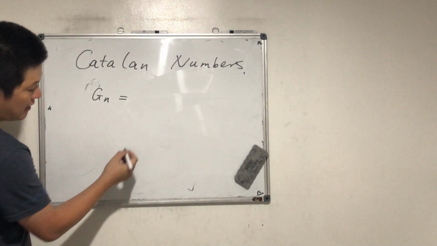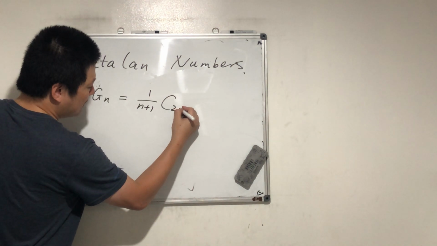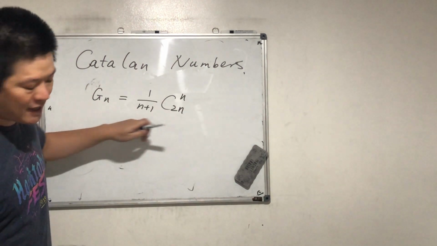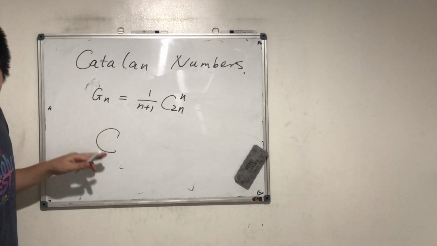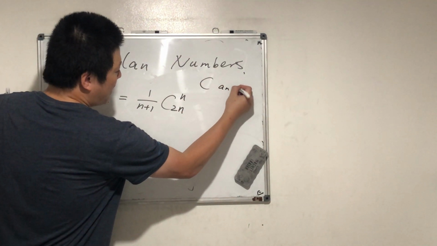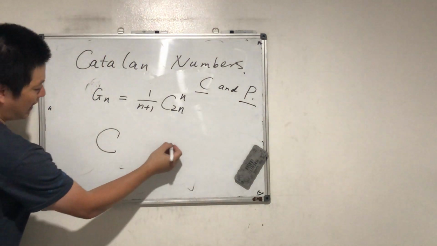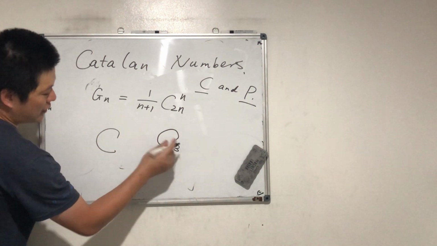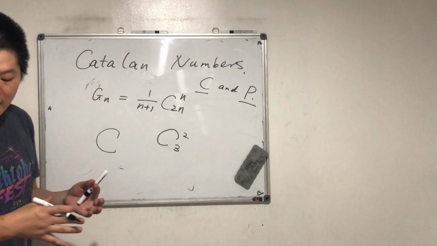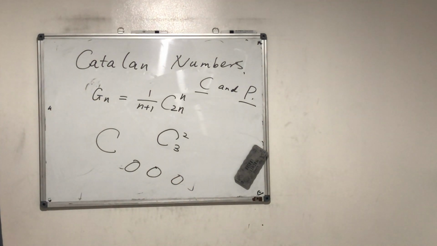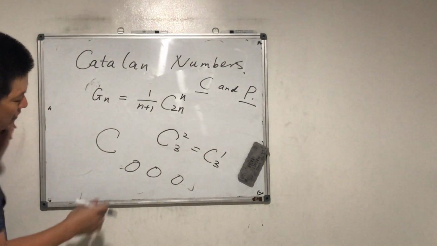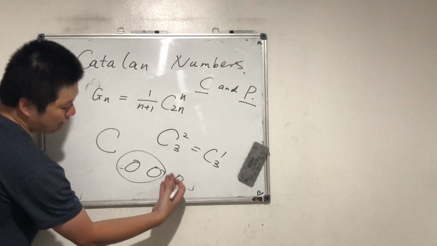G_n equals 1 over n plus 1 times C(2n, n). What's this C function? Remember, we talked about C and P, combination and permutation. If there are 3 apples and I want to pick 2 apples, how many ways? 3. It's the same as picking 1 apple out of 3, because every time you pick 2 apples, you also have a solution for picking 1 apple.